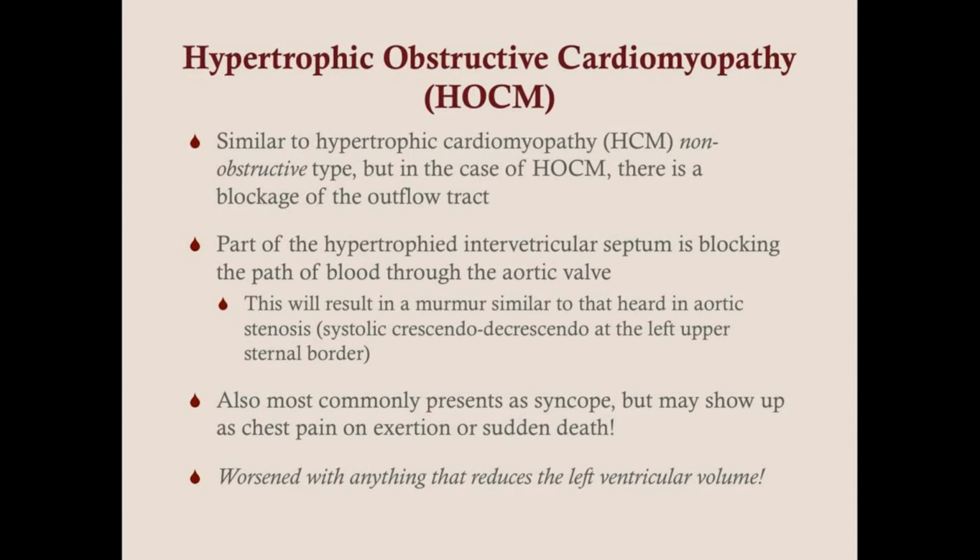Now, what do you get when you have a hypertrophied intraventricular septum? Essentially you're simulating aortic stenosis. You're blocking blood from going through the aortic valve, just like aortic stenosis. So you're going to have a murmur that's similar to aortic stenosis. It's a systolic crescendo-decrescendo murmur. And where is it going to be heard? Like any aortic murmur, it's going to be heard best at the left upper sternal border.